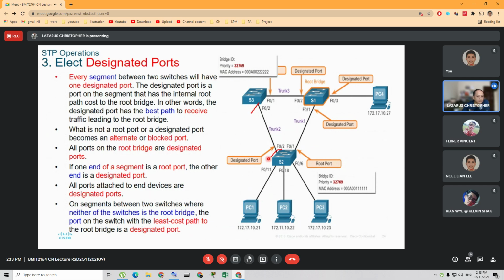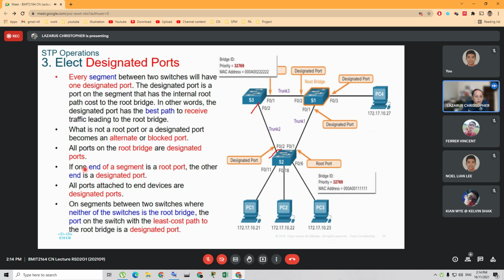Cannot be two, we just have one designated port only, isn't it? So one of these must go, right? Let's continue. What is not a root port or designated port becomes an alternate or block port. Later, once we figure out which of these two is the designated port, the other port becomes the alternate / block port. We don't know yet which one.